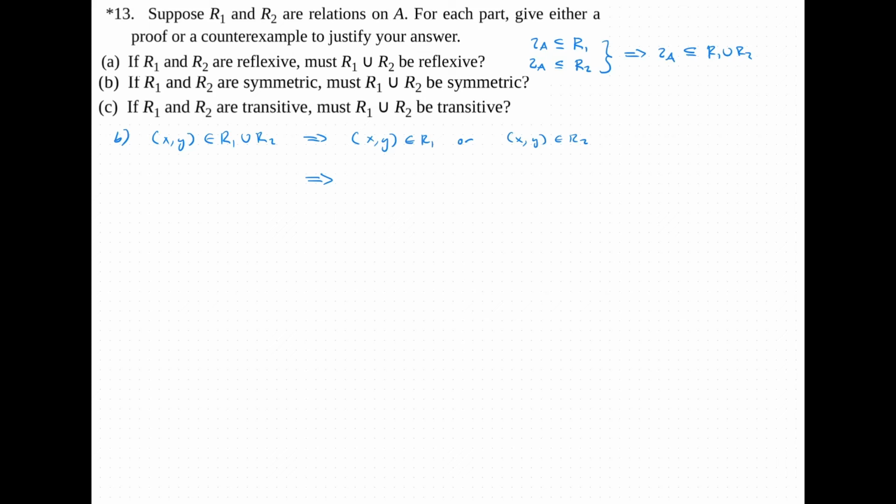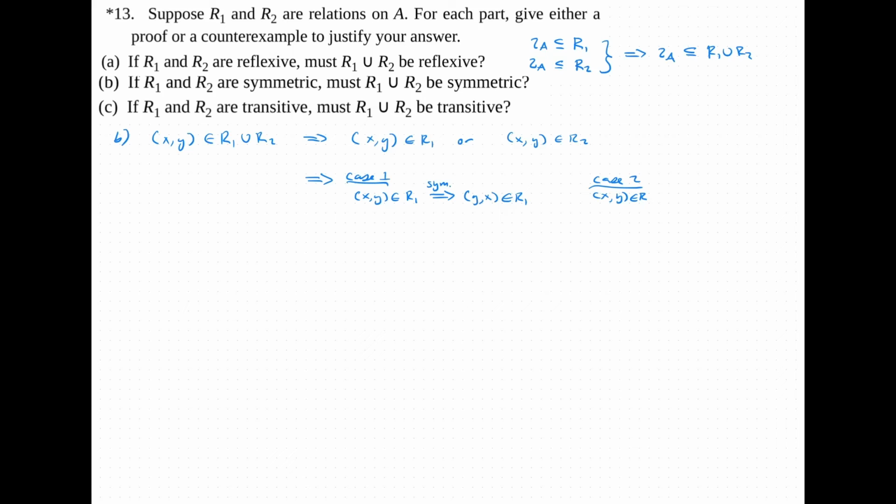And so if we do case 1, and this is where we're going to be using without loss of generality when we formally write this up, but just to emphasize this, if we do case 1, x, y is in R1, then because R1 is symmetric, we get that y, x is in R1. And then similarly, case 2, same situation. We have x, y is in R2, and this will imply that y, x is in R2 by the assumption that R2 is symmetric.